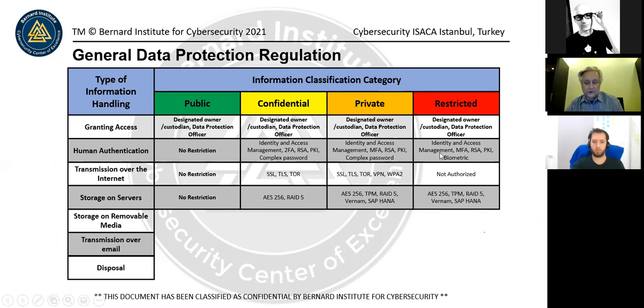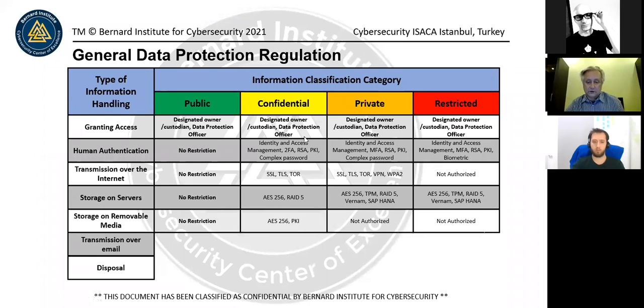And under restricted is basically the same for storage on servers. Storage on removable disk or media, I mean. No restriction under public, under confidential we may use AES 256 or public key infrastructure, and it's not authorized under private. So private information and restricted information should not be copied to removable media. That's probably going to turn out to be a bad thing if you do, because if it gets lost, you're going to have some explaining to do.